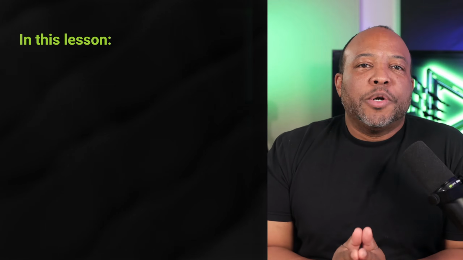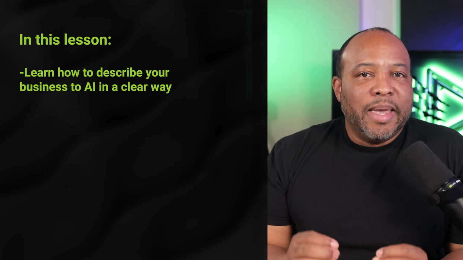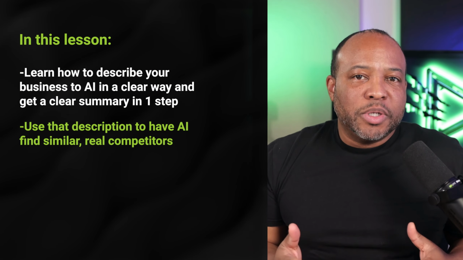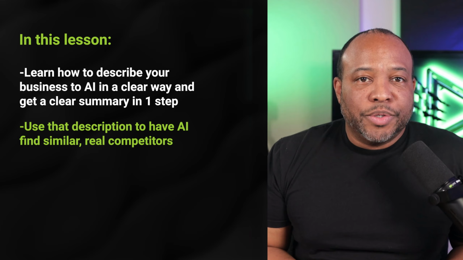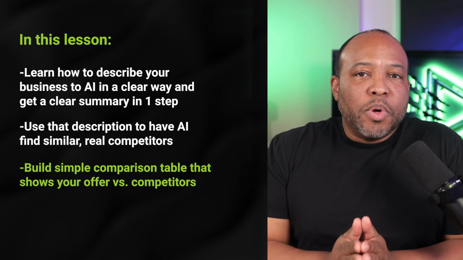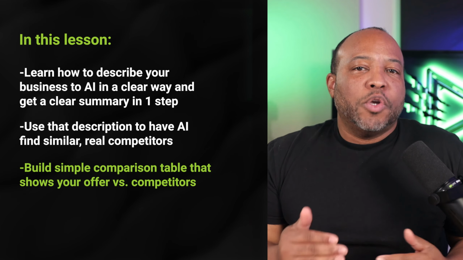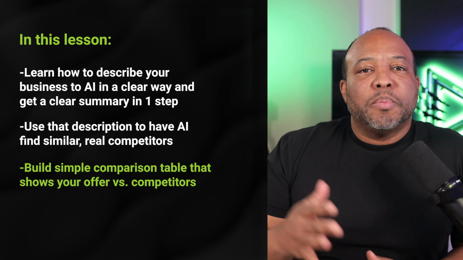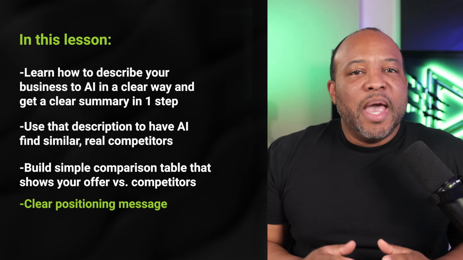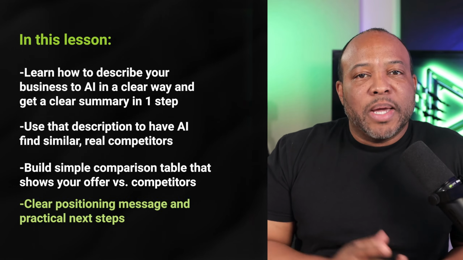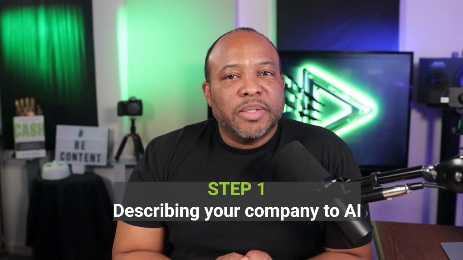In this lesson, you'll learn how to describe your business to AI in a clear way and get a clear summary in one step. You'll be able to use that description to have AI find similar companies that might be your real competitors. And then we'll build a simple comparison table that shows how your offer lines up against those competitors. And finally, we'll pull out one clear positioning message and a few practical next steps from that table. Now let's get started with step 1, describing your company to AI.